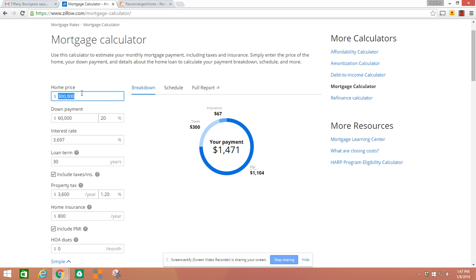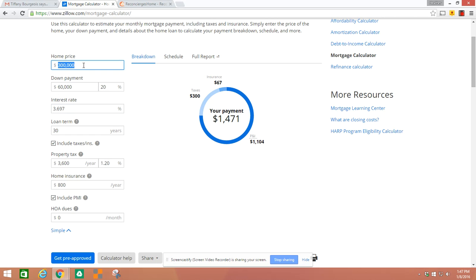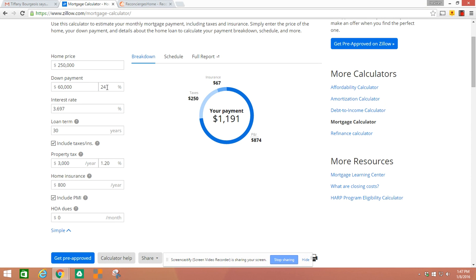Okay, so here we go. We're going to put in, let's say, our home price is $250,000. And then our down payment, we can do a percent here, or we can do a number here. It doesn't matter what you want to do. If you want to do 20% down, it'll recalculate it for you.